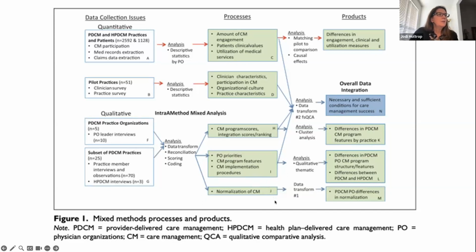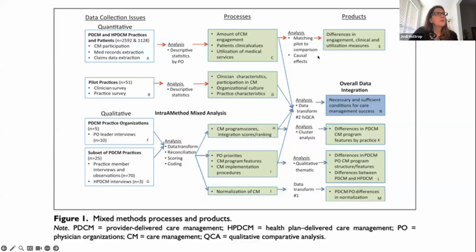In this study, we used normalization process theory, or NPT. Some of you may or may not have heard of it, but normalization process theory helps you to unpackage what makes something routine or not. So normalization means routine, like routinization, all right? So we utilized that. But this is the part I want to show you right over here where all these arrows come together. This is the mixed methods part, where we used data transformation, and I'm going to explain that in a minute, to get to what were the necessary and sufficient conditions for success.